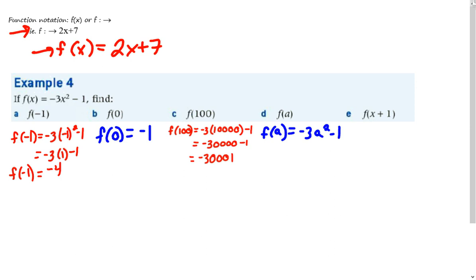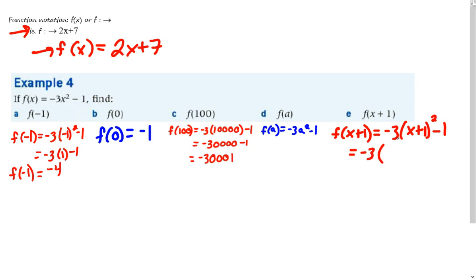And then in the last one, x plus 1 is now my input. So into my equation, that's negative 3 times x plus 1 squared minus 1. So for this one, be really careful. Make sure that you are doing your algebra right. So what do I do first? Multiply or square? Hopefully you're all thinking square. Exponents first. So x squared plus 2x plus 1, and then that's minus 1.